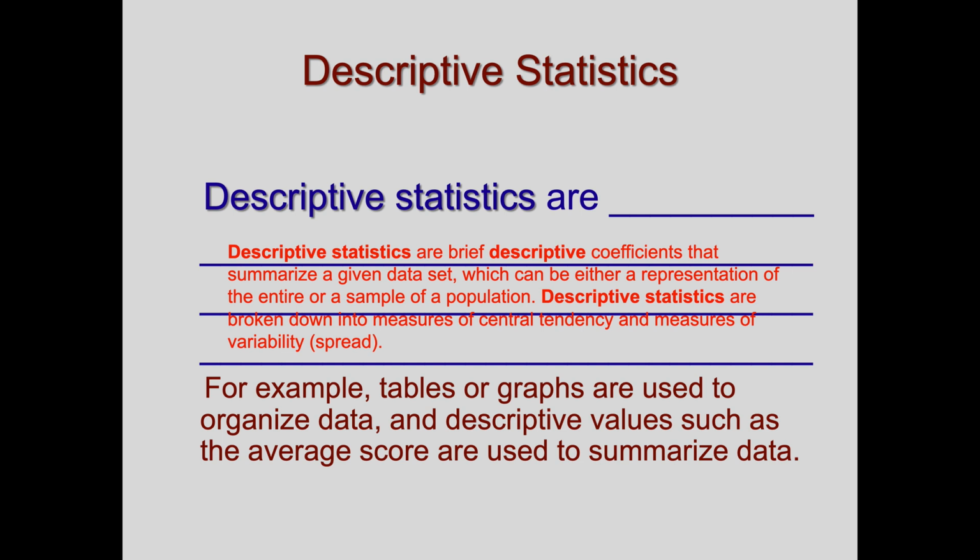Descriptive statistics are broken down into measures of central tendency and measures of variability, spread. Central tendency tends to be grouped together. For example, tables and graphs used to organize data. Descriptive values such as the average score are used to summarize data. Don't let this intimidate you. This is not the purpose of this. You're not supposed to know this. We're introducing these concepts. All right, so descriptive statistics describe, and that makes sense.